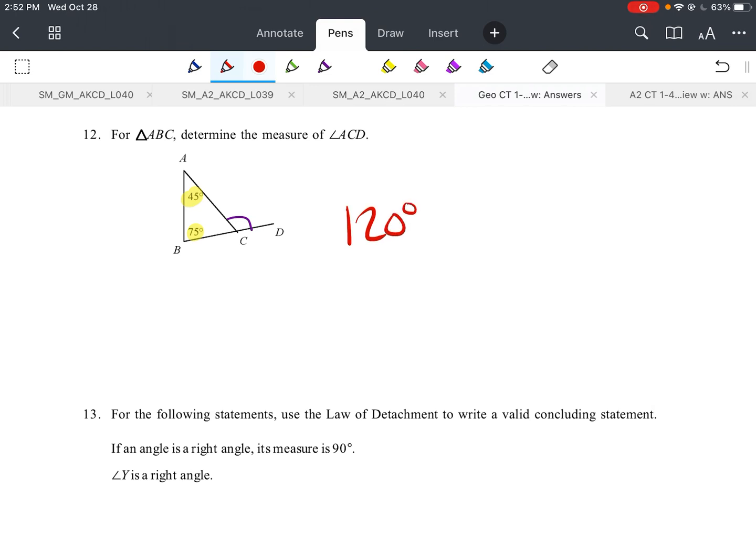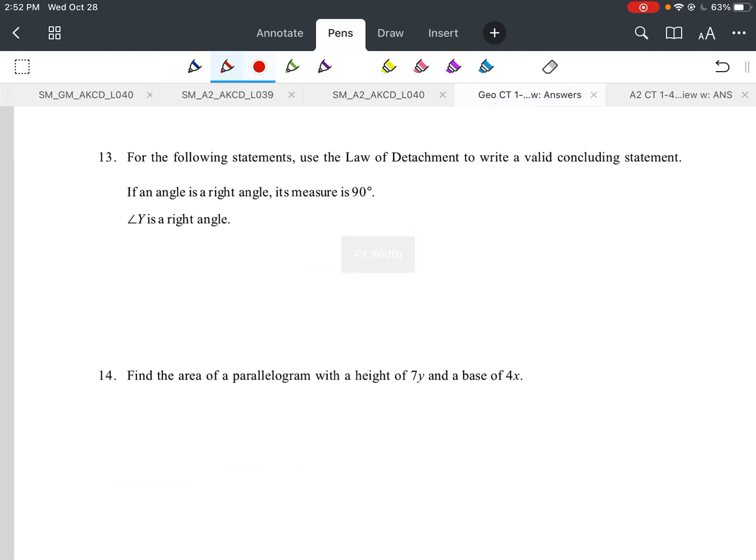Okay, exterior angle theorem. Good. Or you could know that this third angle is 60, and that makes a linear pair with the other one, but you get the idea.